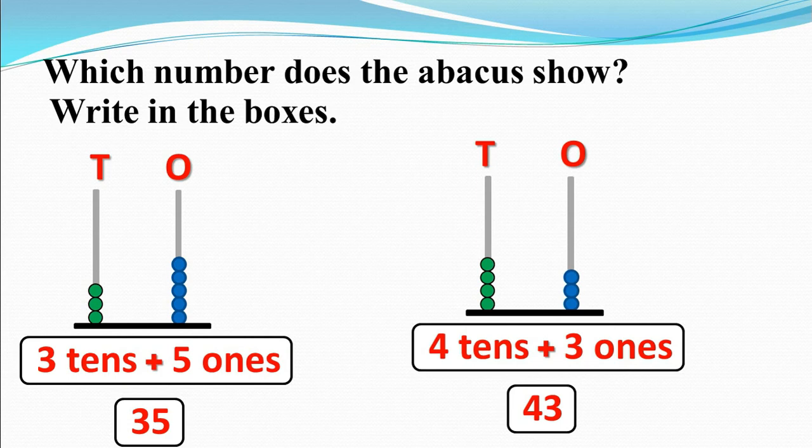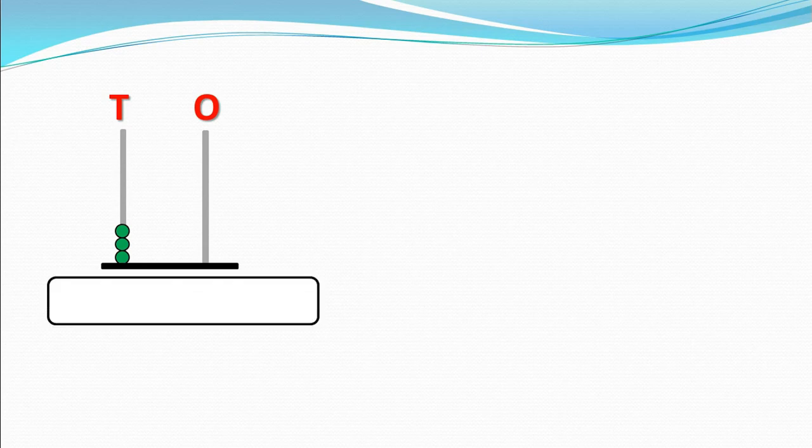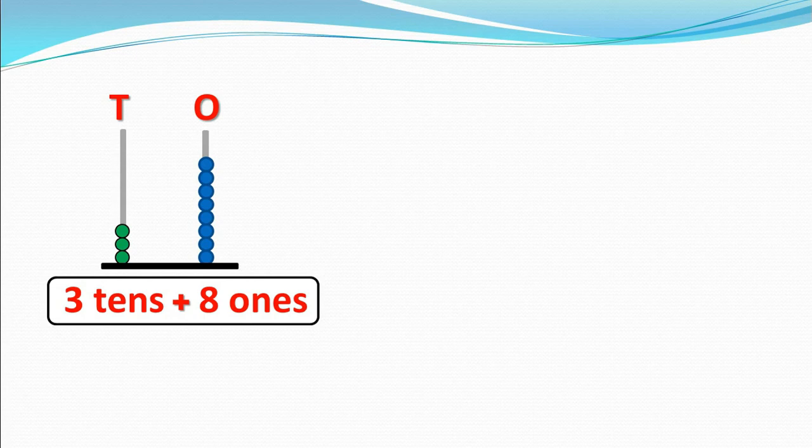In this abacus, tens rod has 1, 2, 3 beads, which means 3 tens. And ones rod has 1, 2, 3, 4, 5, 6, 7, 8 beads, which means 8 ones. So what do 3 tens and 8 ones make? 3 tens and 8 ones makes 38.